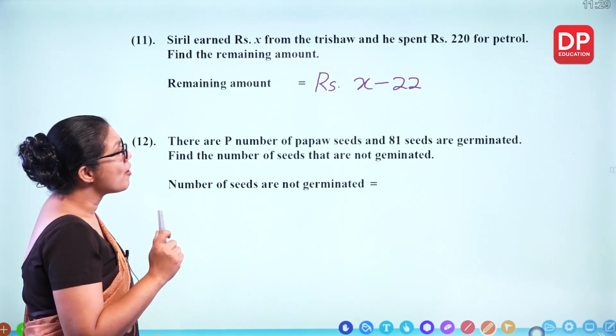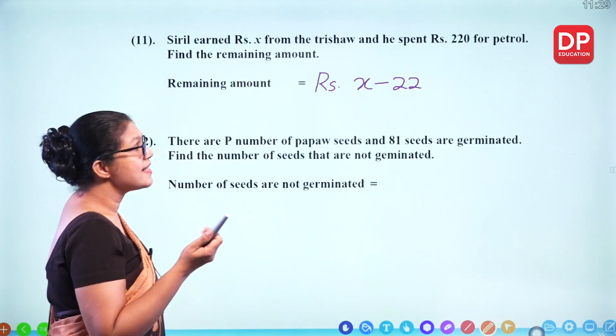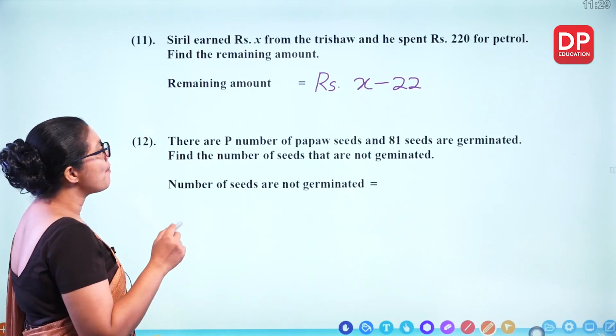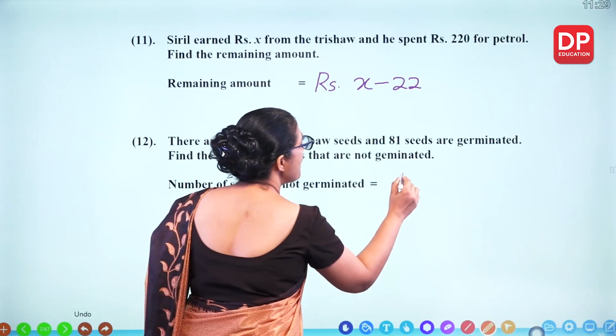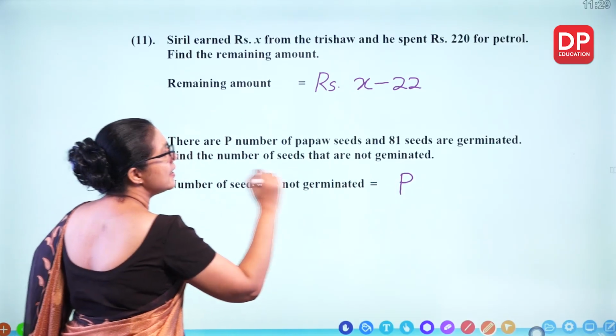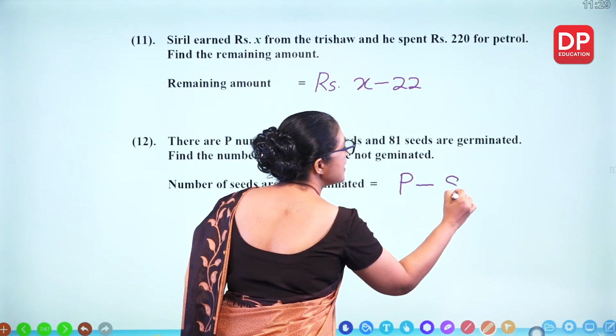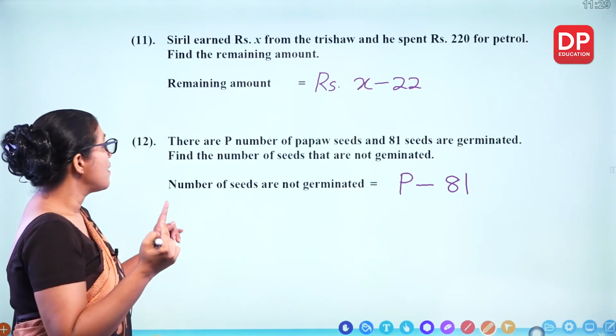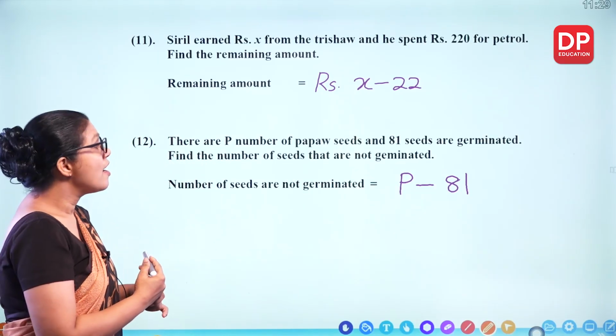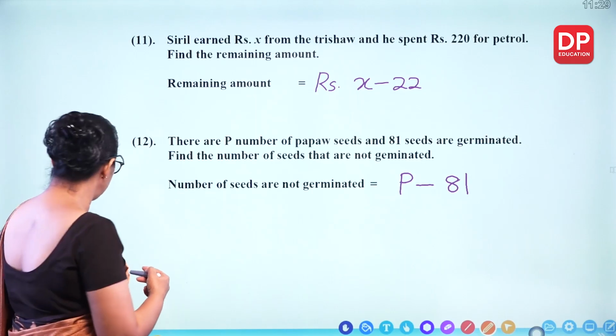There are P number of pepper seeds and 81 seeds are germinated. Find the number of seeds that are not germinated. So altogether, P number of seeds. 81 germinated. So you subtract 81 from P, you get the number of seeds that are not germinated.